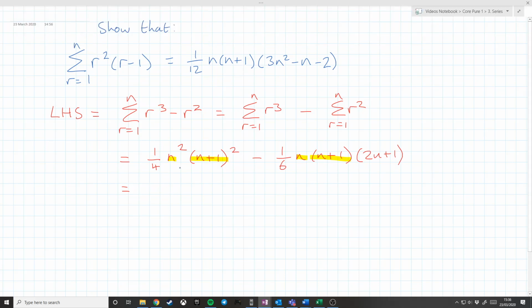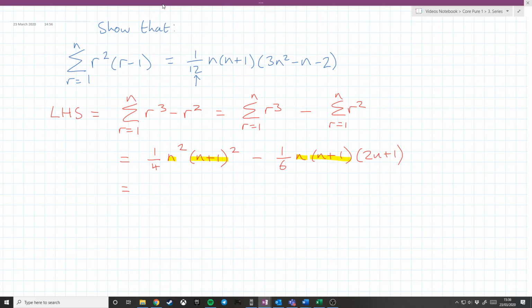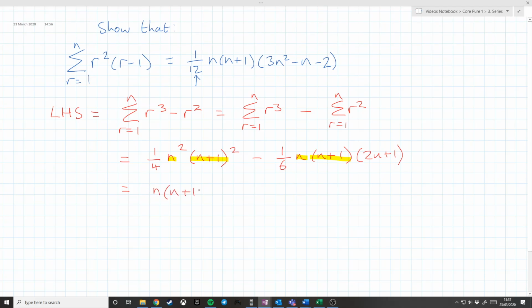Not quite sure what to do with the quarter and the sixth at the moment, but I think they're going to become this 12 up here. Well, I know they will, but just at the moment, I would factorize out the n and the n plus 1. And then what have I got in my big square brackets? Well, I've got a quarter n, n plus 1, one of those left, plus a sixth, 2n plus 1.